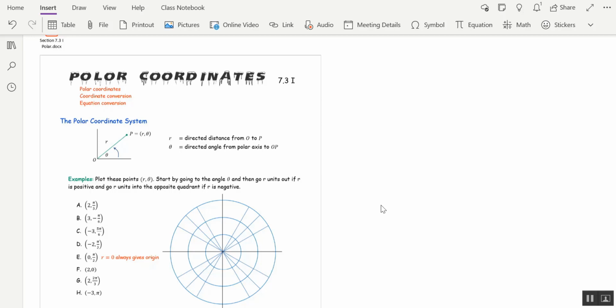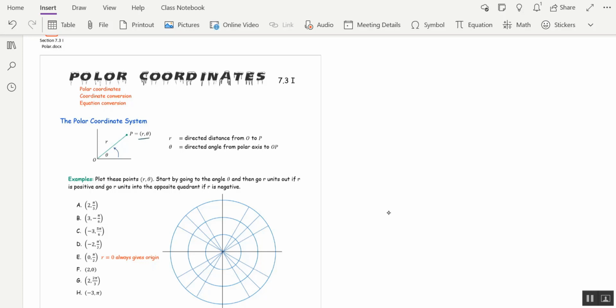Welcome to section 7.3 part 1, an introduction to the polar coordinate system. Polar coordinates are another way to describe where a point is in the plane. So typically we have a point x comma y, and in polar coordinates we're going to describe the placement of that point in terms of r and theta.